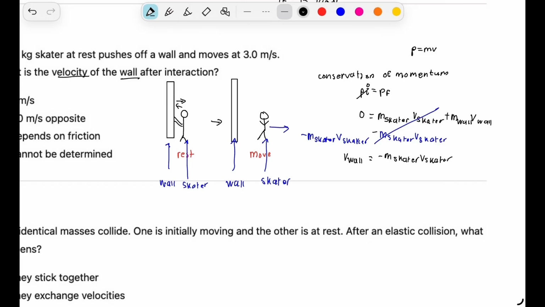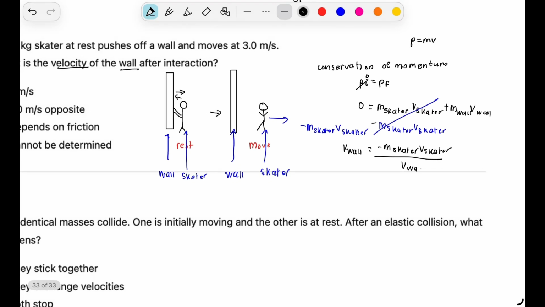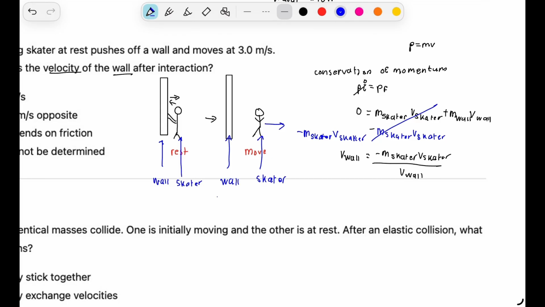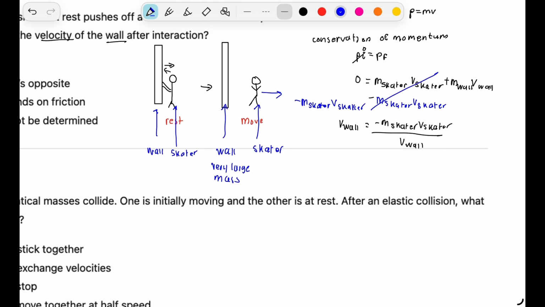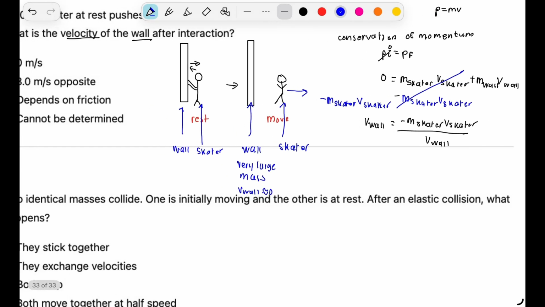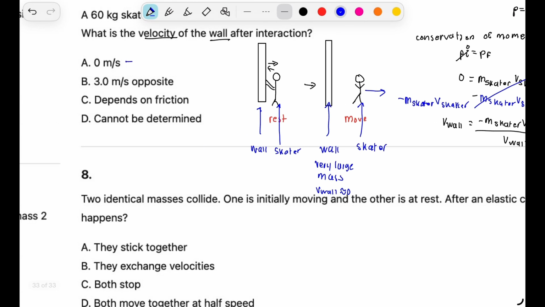And then you divide both sides by V wall. So we know that the wall has a very large mass. So we say that the velocity of the wall is approximately going to be 0. The wall technically moves, but it's going to be effectively 0.